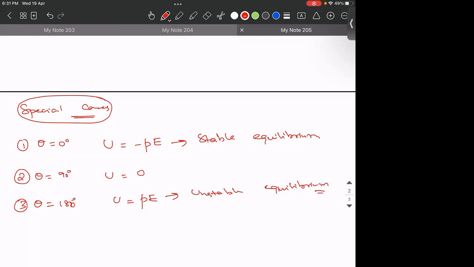So this is a very, very important concept, and this is often asked. Most of the time they'll ask you, what should be the angle between the dipole moment and electric field for unstable equilibrium? If you memorize, 180 is the answer. But if you understand, even if you forget, you will be able to derive it. So unstable equilibrium, what is the logic? Energy will be more. Stable, it will be less.